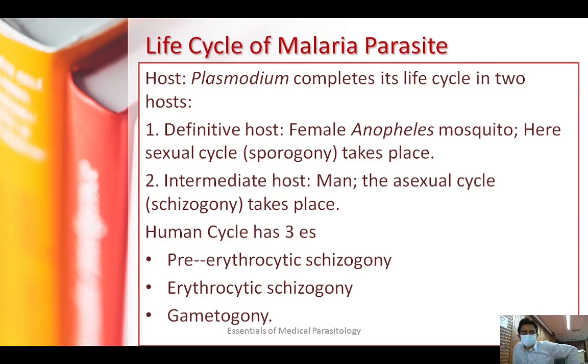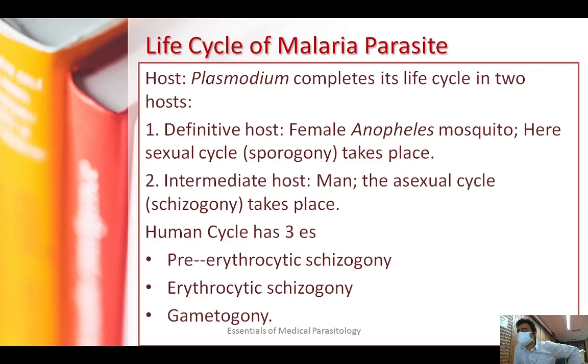Slowly, as we move to the next classes, you'll see that other kinds of vectors are responsible for transmitting other parasites. For malaria, you cannot afford to miss out, because they ask you a very objective question, name the vector. You just have to name this and you will get one mark. Please remember this, don't forget.